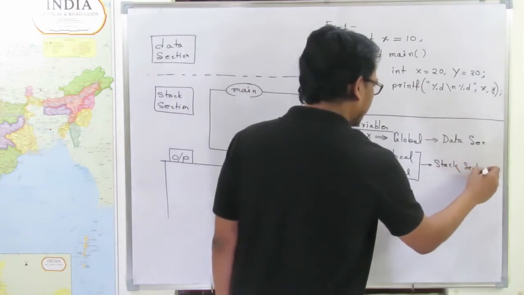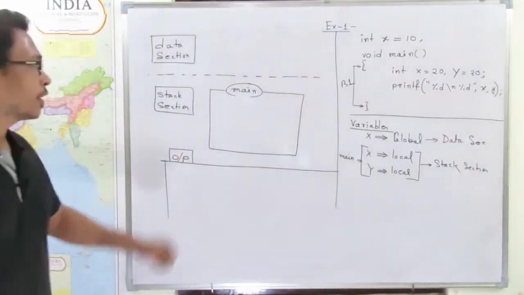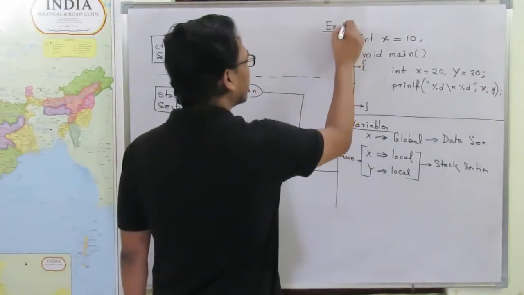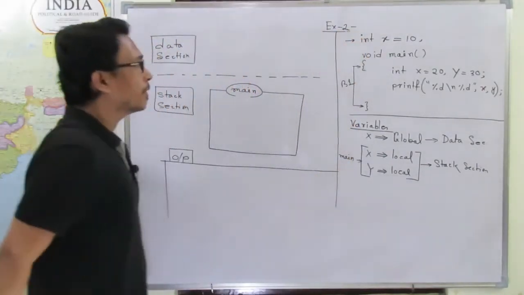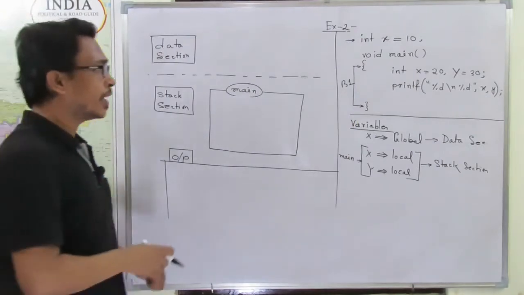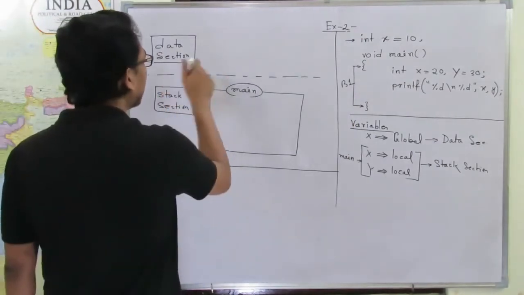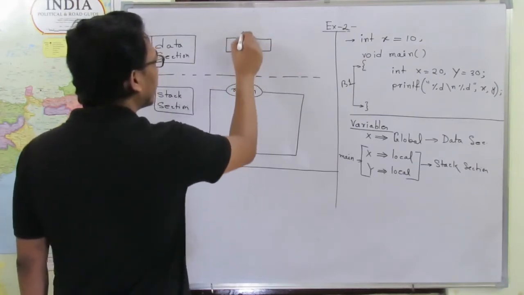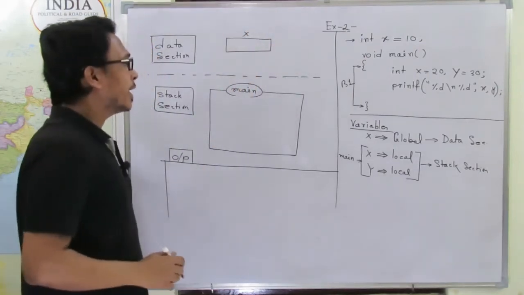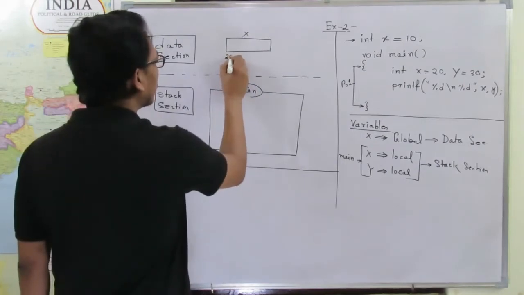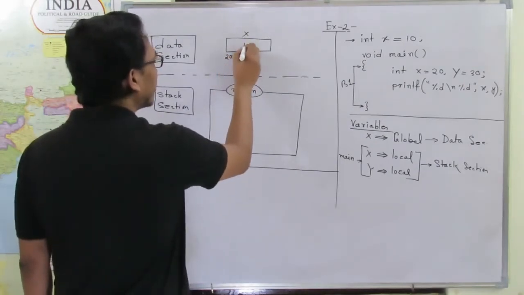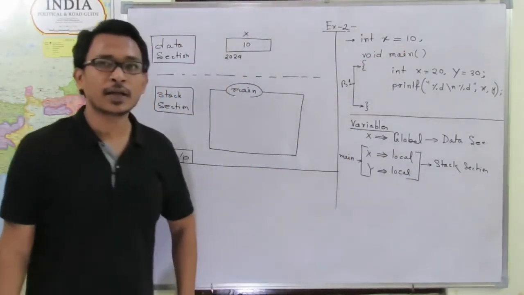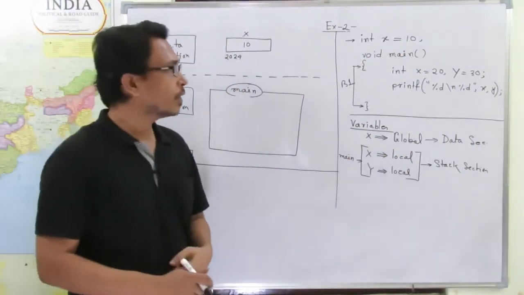Now coming to the memory allocation part. So first the system will allocate memory for integer x equal to 10 from the data section. So in the data section, the system will create a block of 4 bytes, identified with the variable x. Let's say the base address is 2024, initialized with 10, as the initial value is already specified in the instruction.